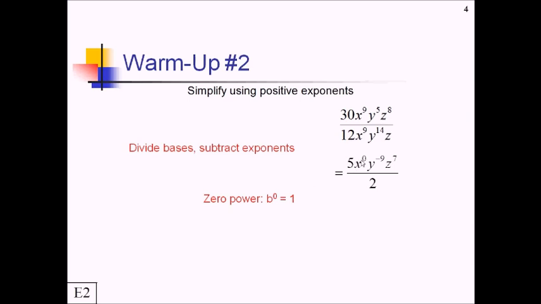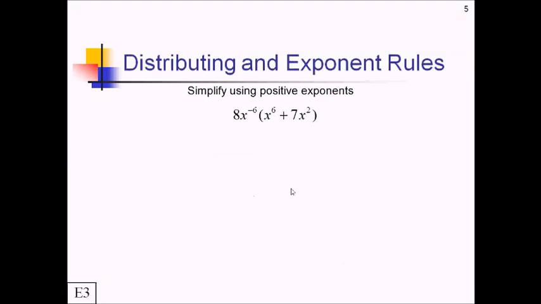1 times whatever is just going to go away, right? So this is really just going to be a 5 and a z to the 7th staying on top. And then the 2 stays down here along with y to the 9th. We're going to do a few more problems now where we do a little bit more with those exponent rules. Pause the video and try this one out.